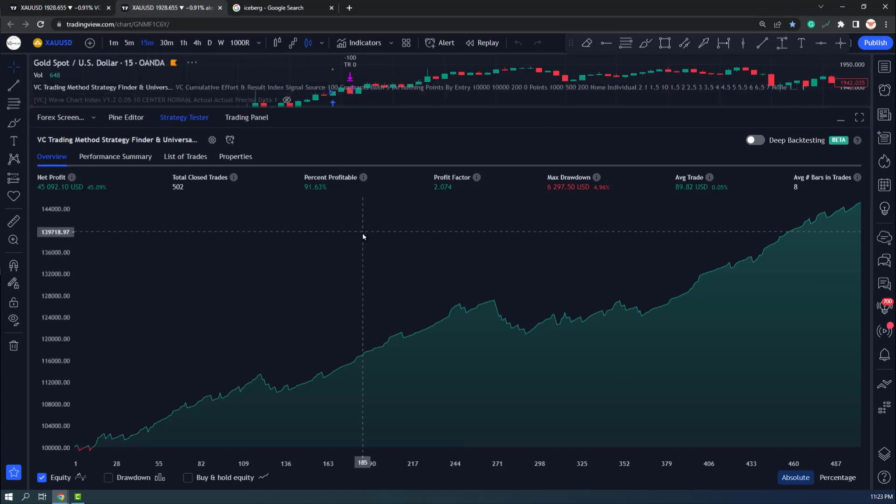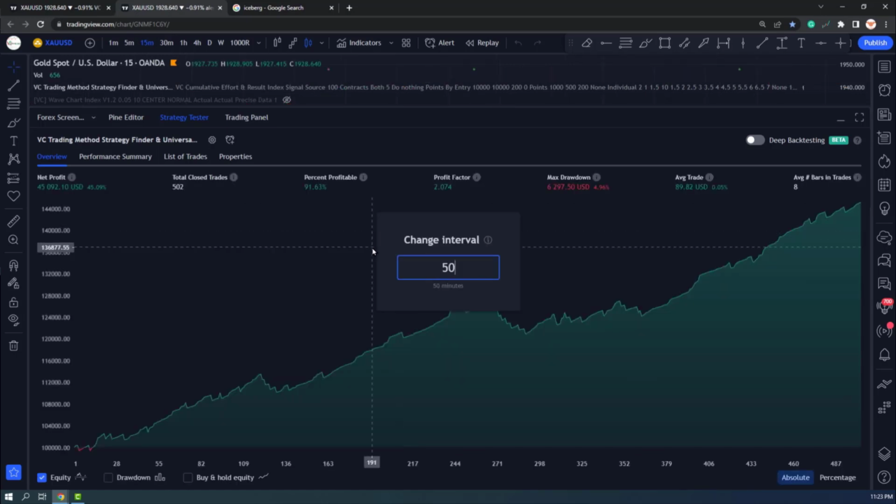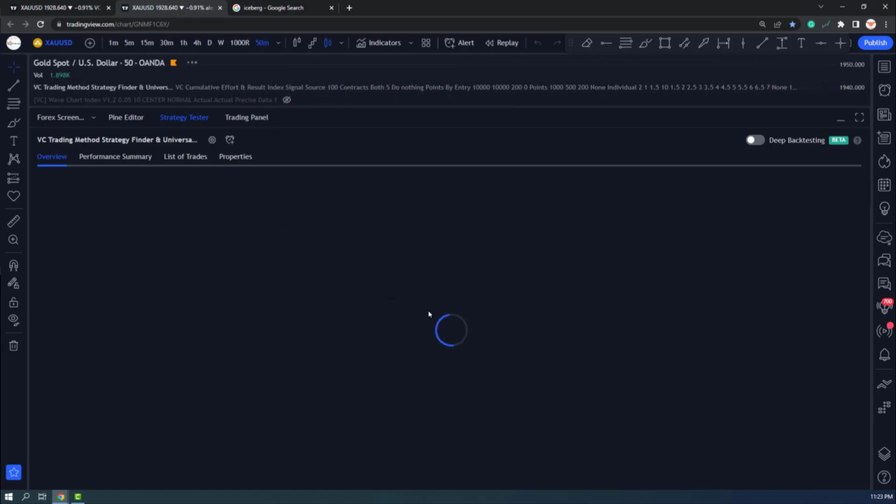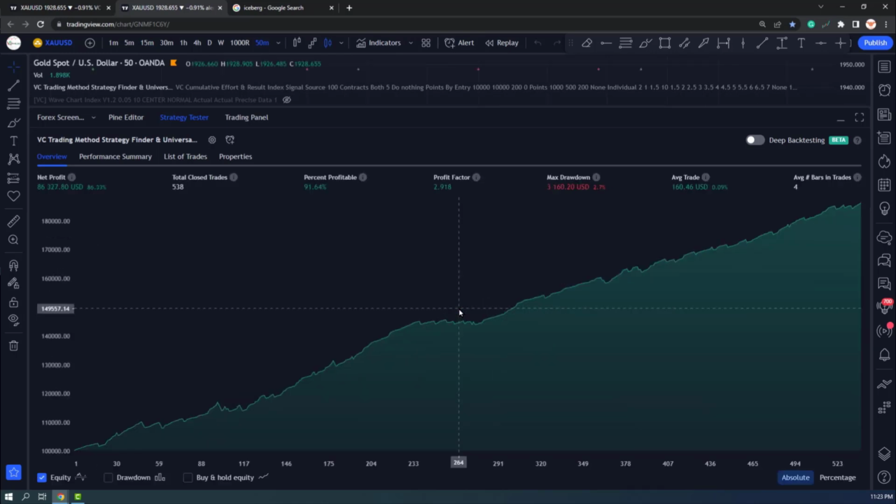Let's put here, for example, the 50-minute chart. Okay, let's see the results on the 50-minute chart. You see here, it increased the results. It took 538 trades, 91% accuracy, 2.9 profit factor. Here is the net value, net profit.